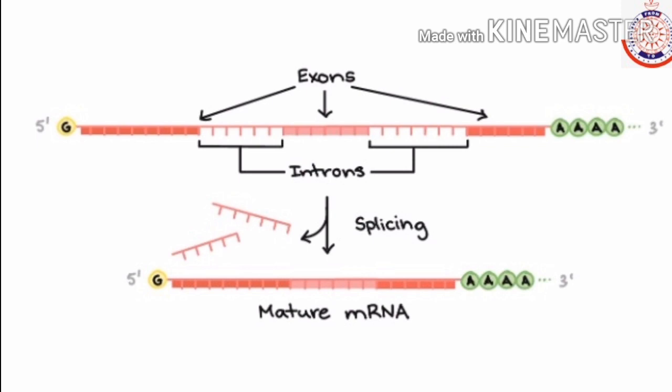After splicing, what is splicing here? The introns, meaning the non-coding regions, are removed, and the exons are the coding sequences. When the introns are removed from the pre-mRNA transcript, it is converted into the mature mRNA. The mature mRNA has capping at the 5 prime end, tailing at the 3 prime end, and has only the exons, meaning the coding region.